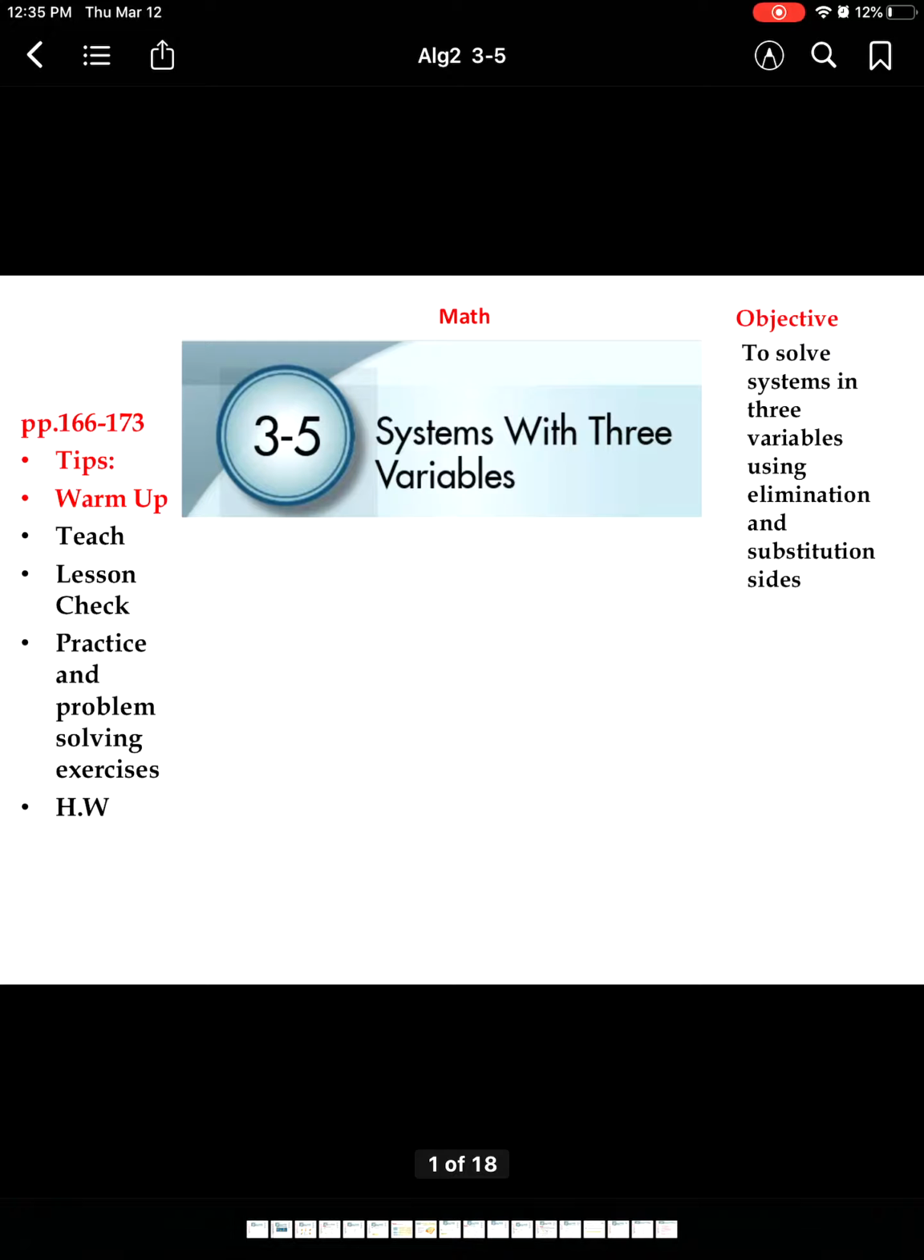Good morning, everybody. We will start our first lesson from the Algebra 2 book. This is lesson 5, systems with 3 variables. The objective of this lesson is to solve systems in 3 variables using elimination and substitution.